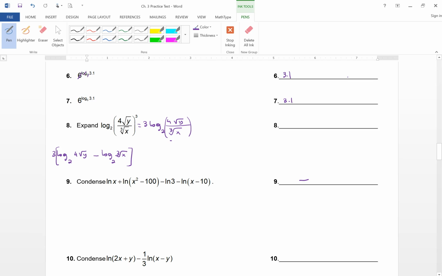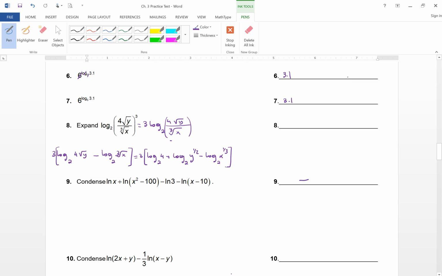Okay? Can't you also just distribute the 3 into the log, with all of them? Well, we're not done yet here, because what is this? This is square root of y, but it's y to the power of half. So it's 3 to the power of log base 2 of 4 plus log base 2 y to the half minus log base 2 x to the third.